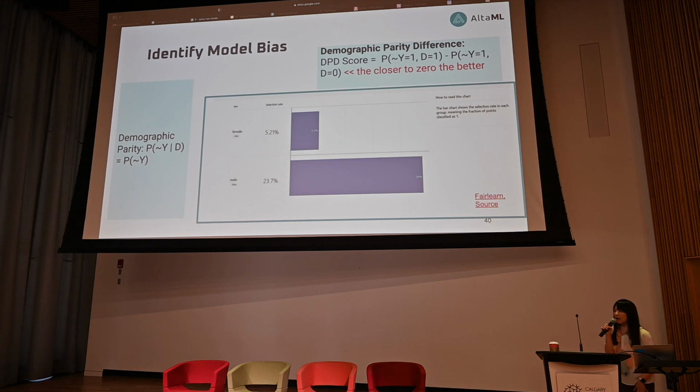Identify model bias. Previously, I talked about demographic parity. The DP score is a commonly used fairness metric for identifying if there's model bias or not. This plot is from Microsoft Fairlearn, so you can use open source toolkits like Fairlearn to identify if there's model bias by evaluating the DP score.